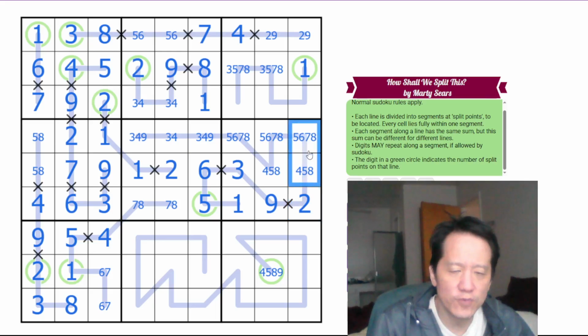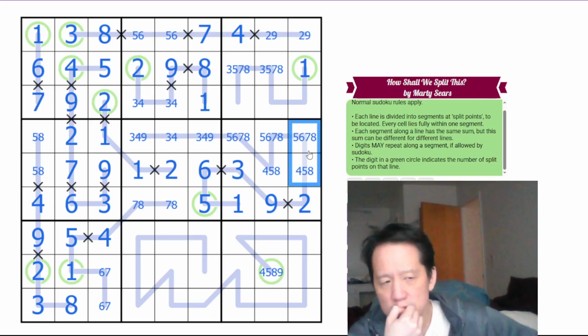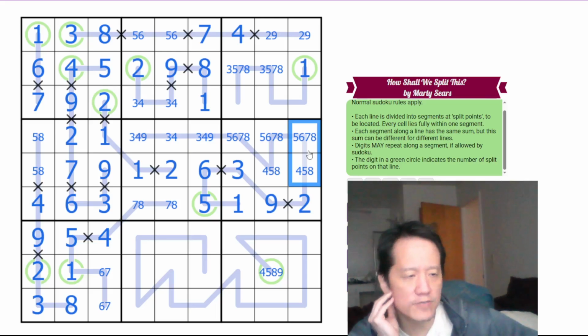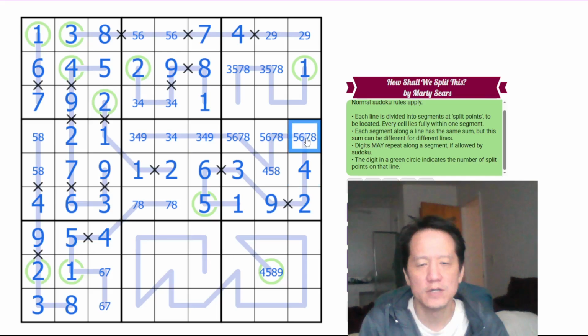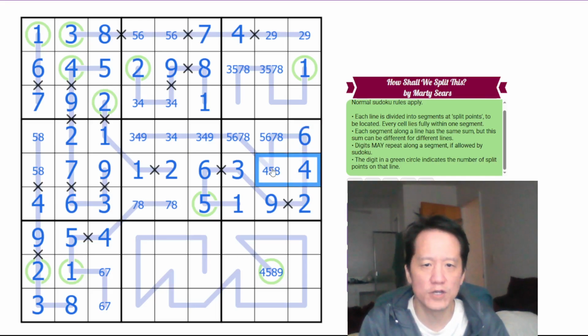2 can be with 4 and 6. Actually, I think that's the only combination that it can work with, right? Of the remaining digits, yeah, it's 4 and 6. That can add up to 12. So then this has to be 4, and that's a 6, because 4 cannot be anywhere else. Therefore, this is a segment.